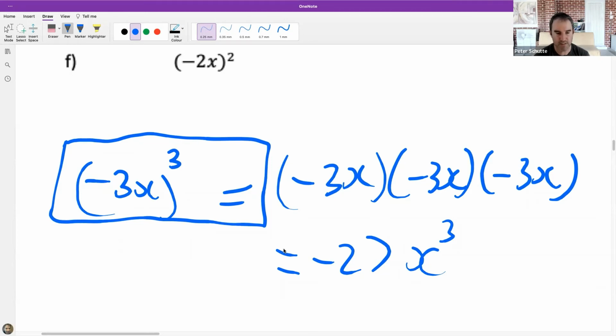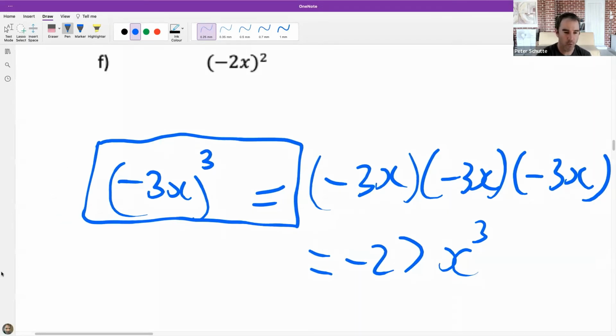Whereas if it was even, in fact, I can't help myself, guys. You must do one more just to show you this idea. What is the answer going to be for minus 3x to the power of 4? So last one, and then I promise we'll have a break. What is minus 3x to the power of 4 equal to? Because there's an important idea hiding in here.